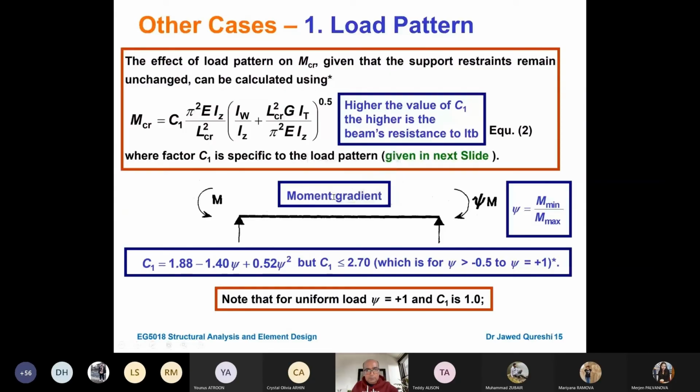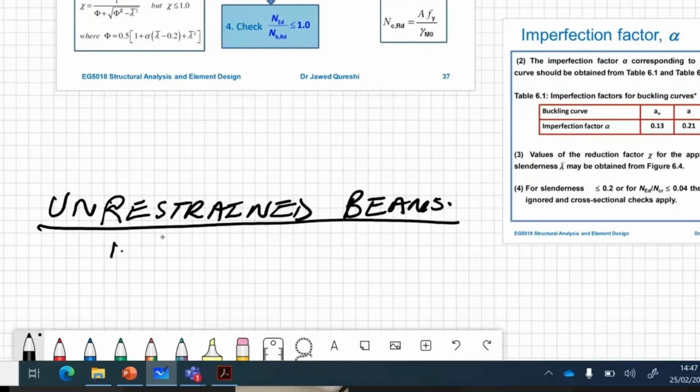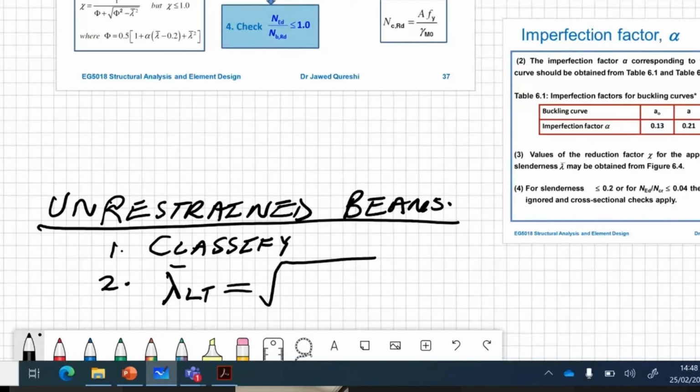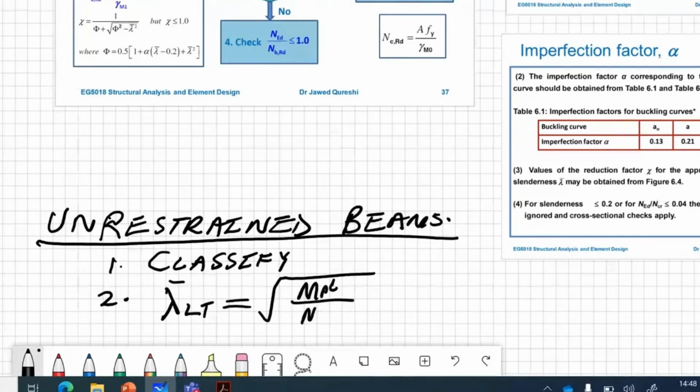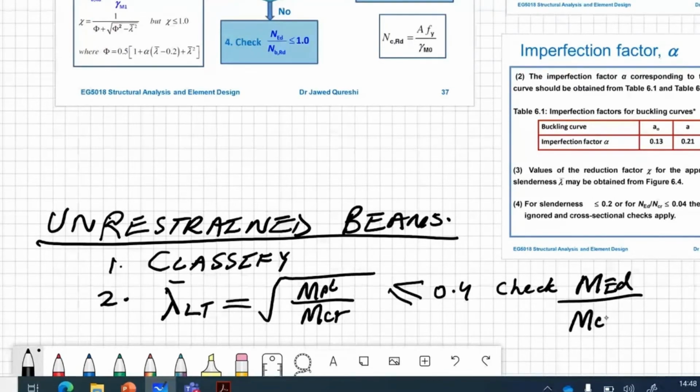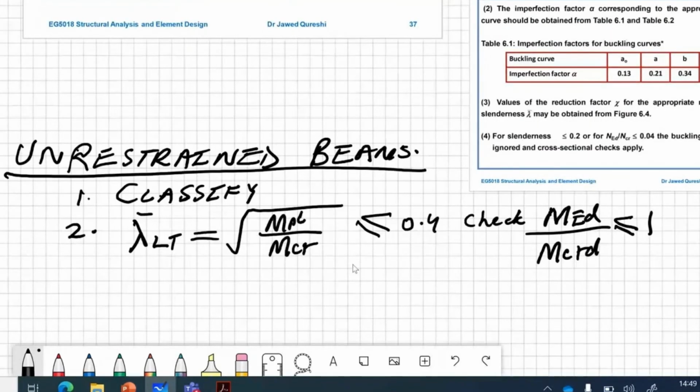This is very important. The design procedure for unrestrained beams is pretty much similar to columns. First, we classify the section, and then we check if a buckling check is required or not. And for this, we check lambda dash LT, which is equal to the square root of MPL over MCR. If lambda dash LT is less than 0.4, then no buckling check is required. We simply work out MCRD and we check MEd over MCRD. This should be less than or equal to 1.